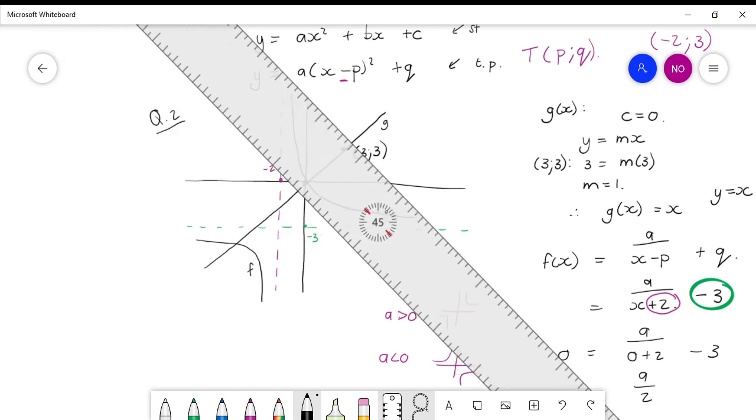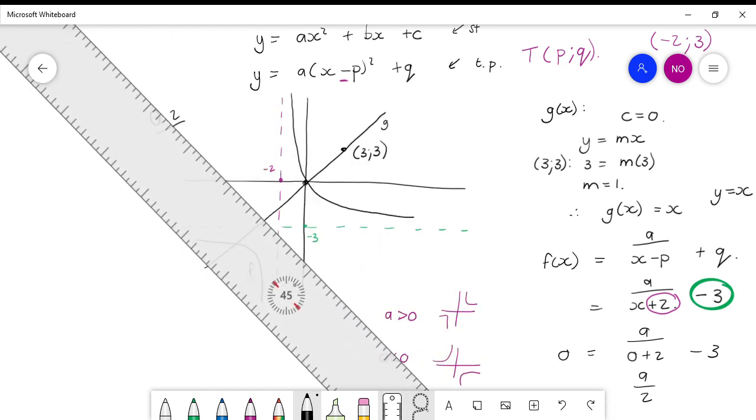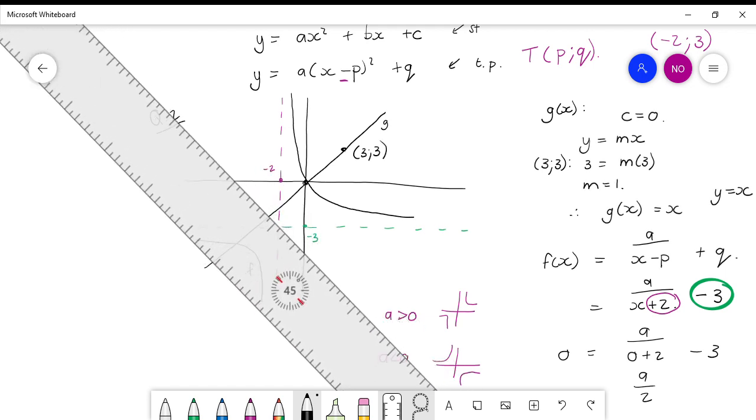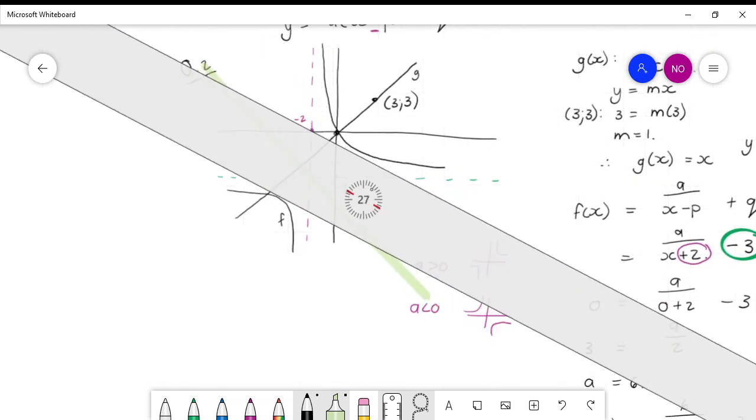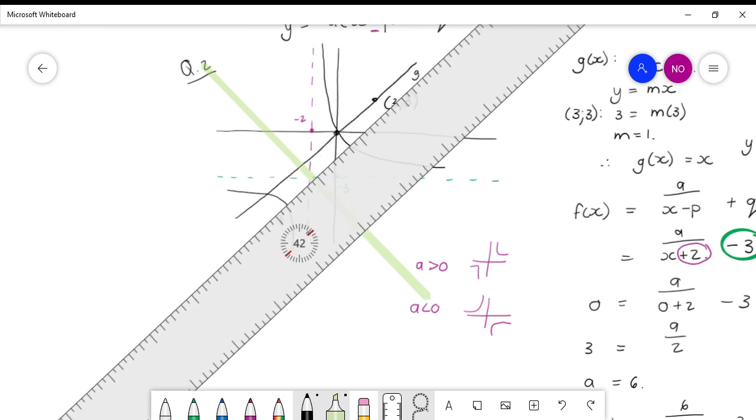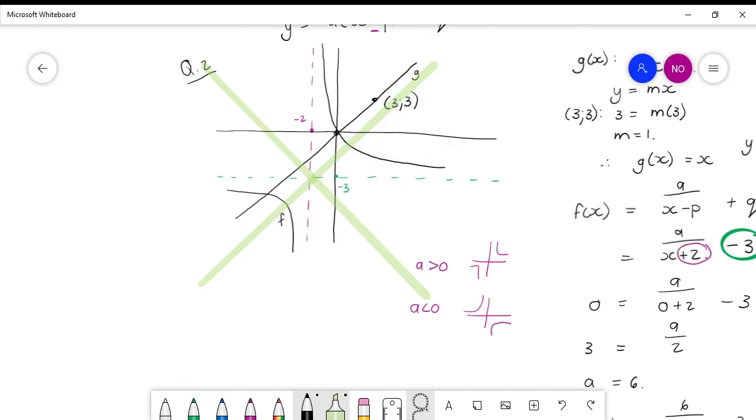Ek kan onthou laas jaar het van julle die fancy manier gebruik. Hulle loop mos so en so. Okay. So we're looking for this one's equation. Okay? En kan julle onthou dit beteken sy gradiënt gaan gelyk wees aan -1.